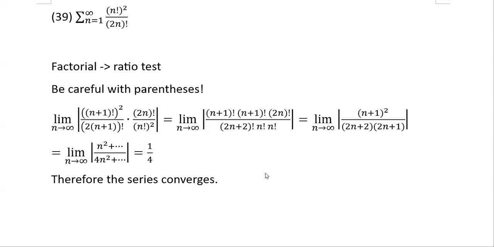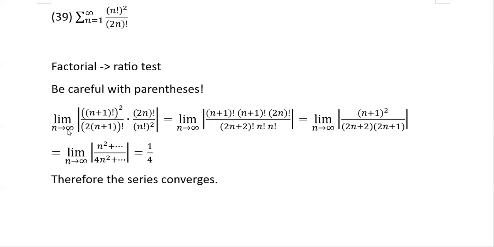Number 39, the summation as n goes from 1 to infinity of (n factorial) squared over (2n) factorial. Okay, the big clue here is factorials. So which test is good for getting rid of factorials? The ratio test. So we just have to be careful with our parentheses and with our algebra, right?